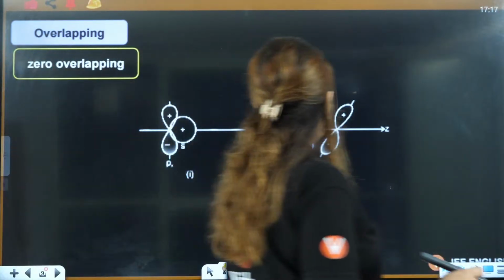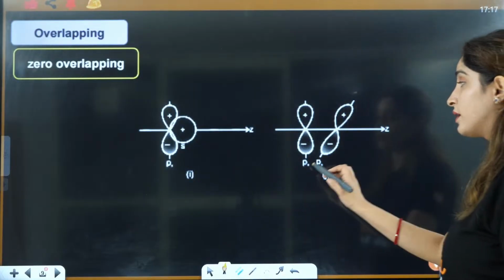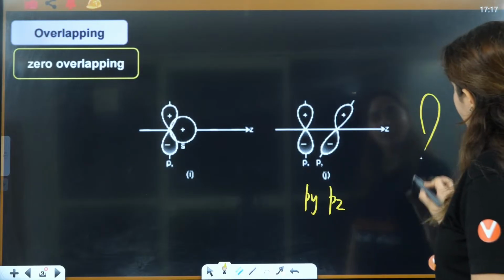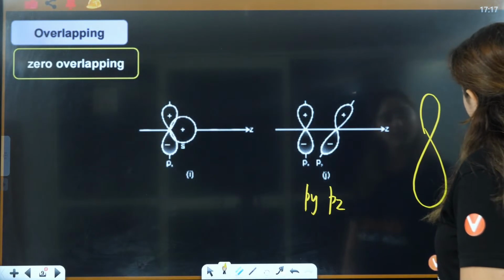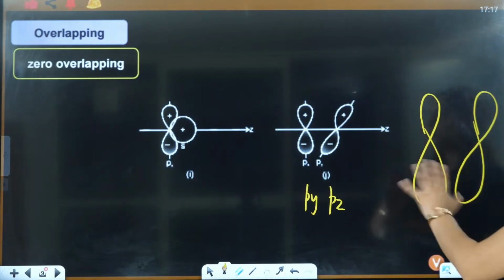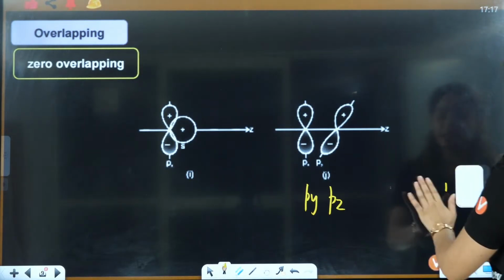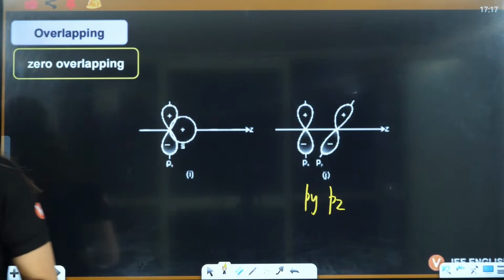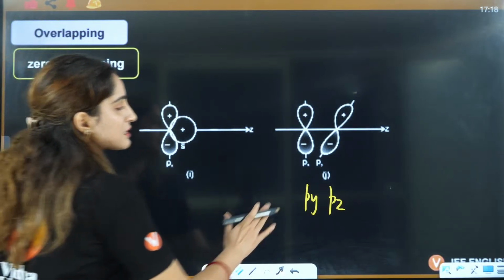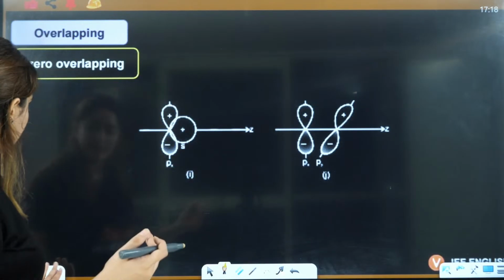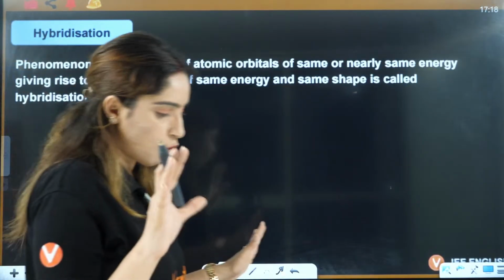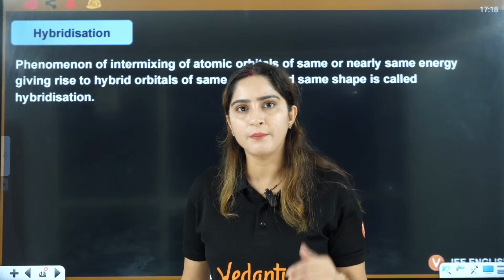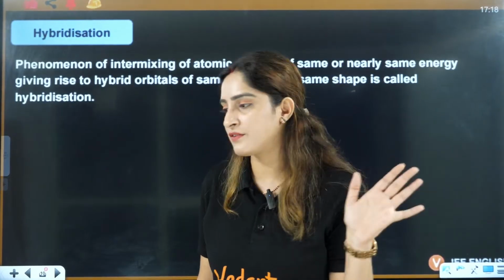If you talk about px and py, this is py and pz, right? So this is py in this direction, pz is in this direction, and that is the reason they will not overlap with each other. There will be zero overlapping here. Thank you MJ. So this is called zero overlapping, right? This is the criteria of zero overlapping, and overlapping is done here, right? That's it about overlapping. The rest of the part we have discussed in the previous lecture.